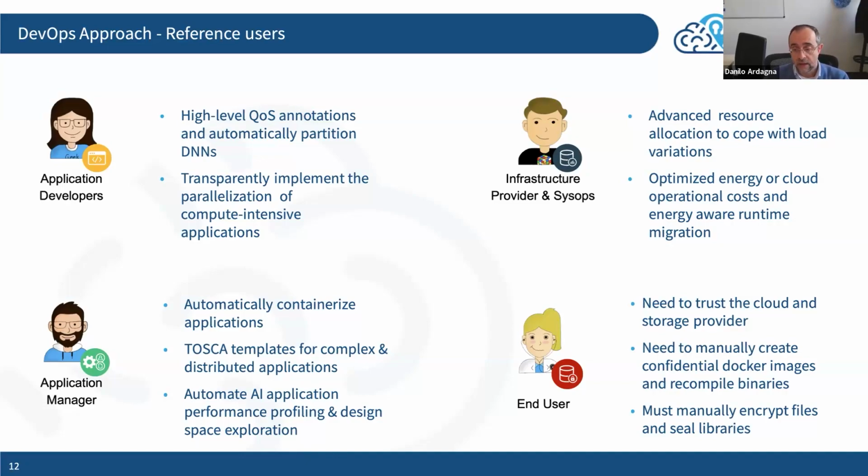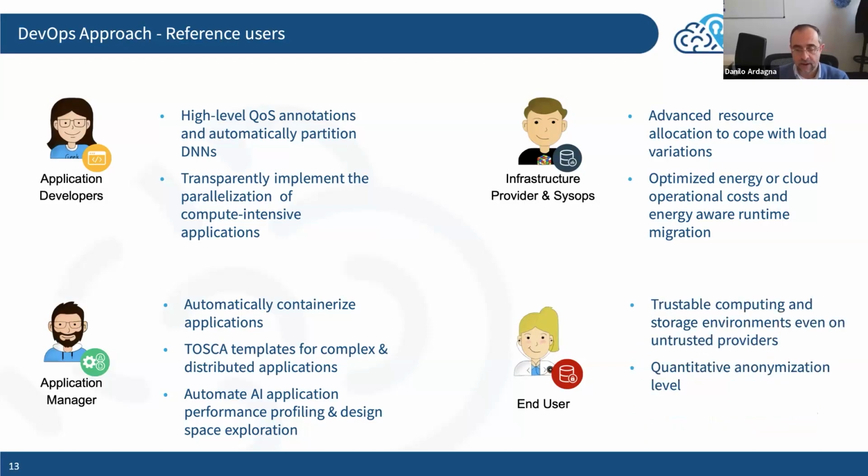And finally, we can also solve the issue of the end user in standard clouds, who need to trust the cloud and storage provider. In this setting, if they want to exploit some secure computing solution, they really need to manually create confidential Docker images. They have to cope with encryption of the files. They have to cope with the distribution of certificates, of keys, and so on and so forth.